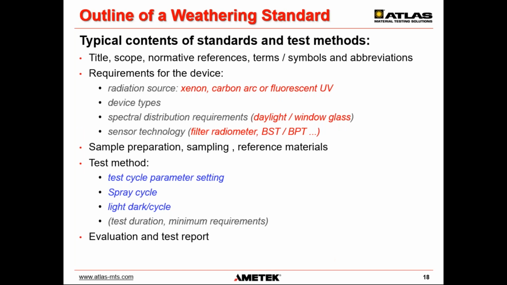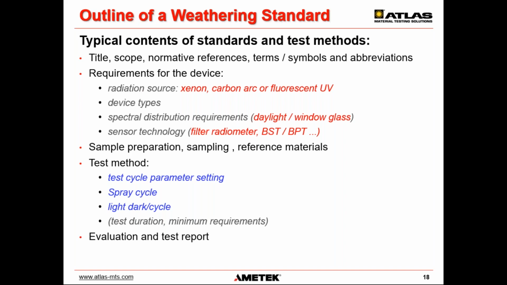Here we see the key variables we need to look for in weathering standards, more specifically laboratory accelerated standards. All standards typically include a title, a scope, normative references, terms and symbols, and abbreviations. And these are usually part of the standards template specified by the SDO. In laboratory weathering and light fastness standards, the requirements for the light source are usually specified. This may include the light source, the spectral power distribution requirements, which will give you guidance on which lamp filters to use, as well as specs on sensors to measure the different parameters like irradiance, temperature, and humidity.